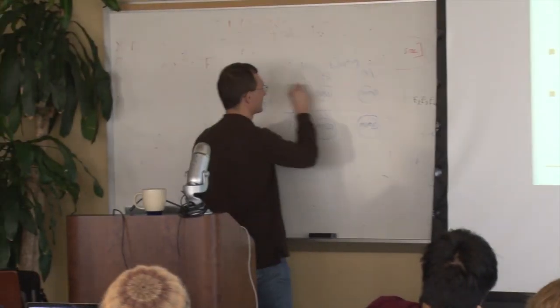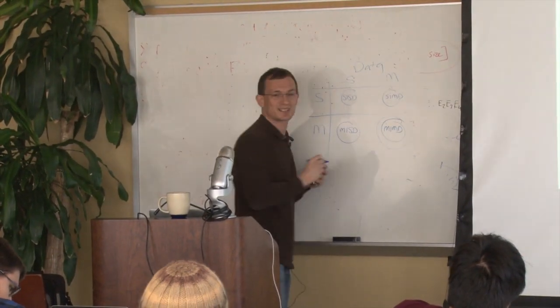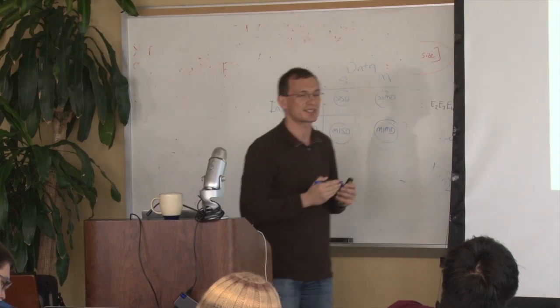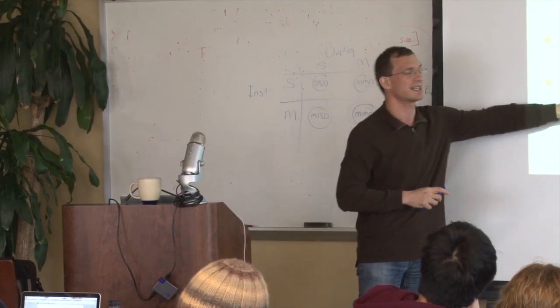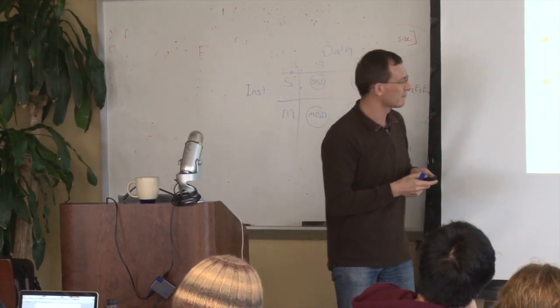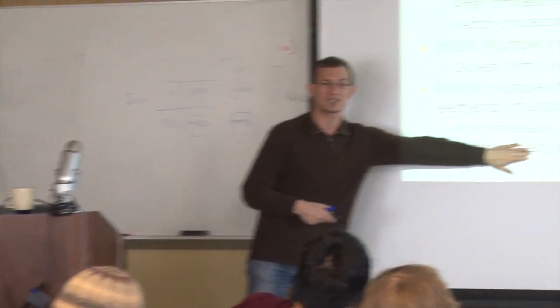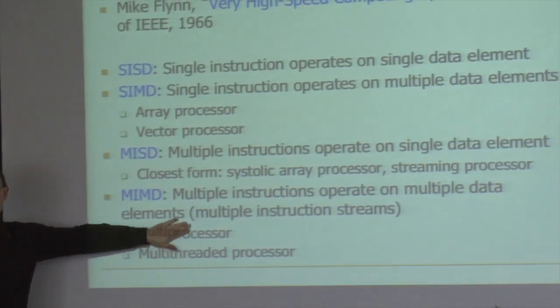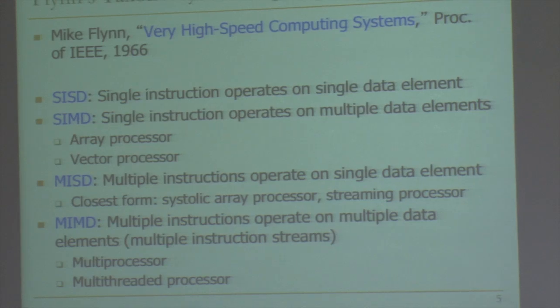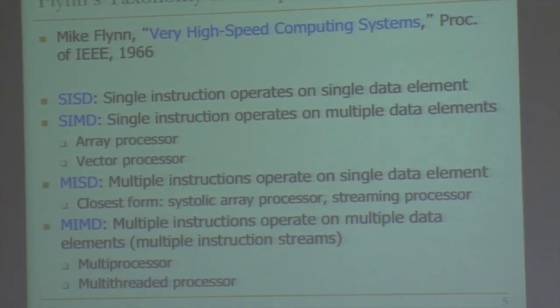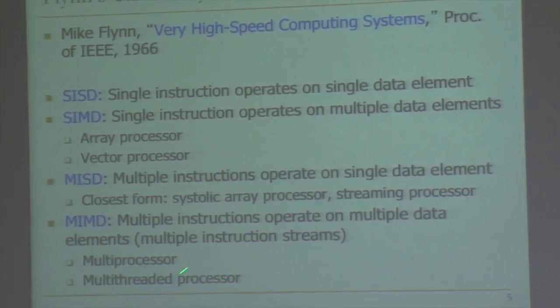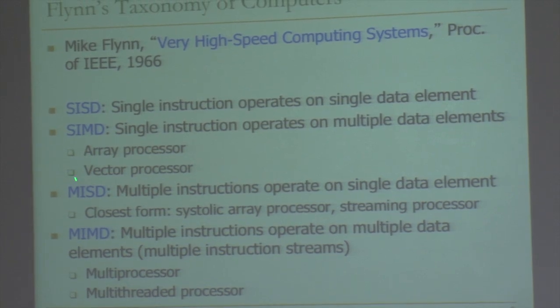MIMD is basically multiple instructions operating on multiple data elements. If I do this over here, this is basically a multiprocessor. You have multiple independent instruction streams operating on multiple different data elements. And this is what we've seen earlier. A multi-threaded processor is an example of this, or a multiprocessor. Multi-core processors are examples of this. So in this course, we're going to cover all of these models. But today, we're going to cover this model.